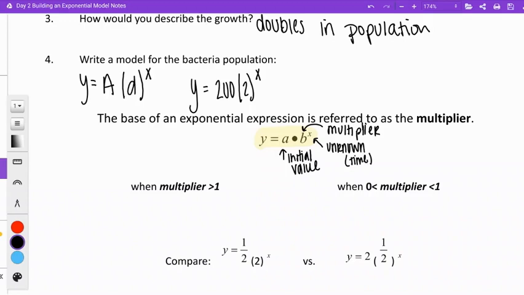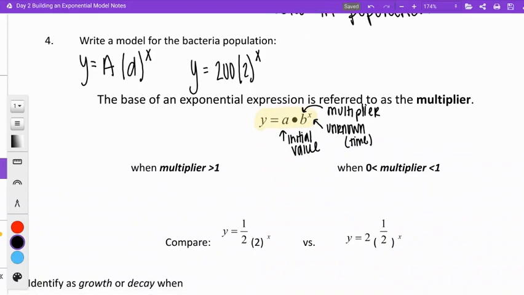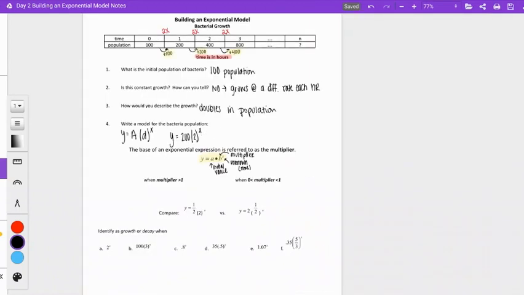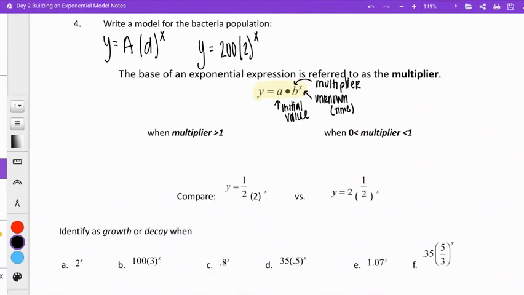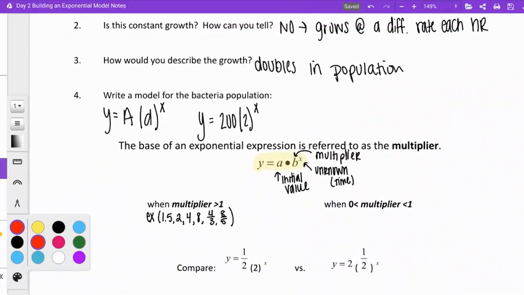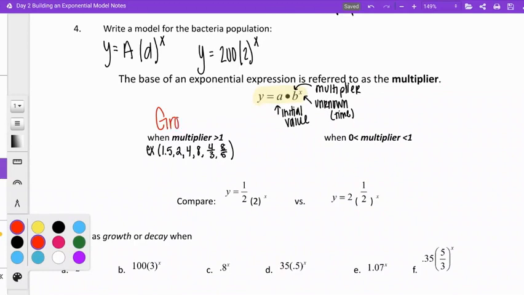Right? So there's a few different ways that we can talk about exponential models. A lot of the times we talk about them as growth, a lot of the times we talk about them as decay. So how do you know what the difference is, right? When we talk about a multiplier that's bigger than 1, so for example, you have a multiplier that's 1.5, 2, 4, 8, 4/3, 8/5, etc. That is always going to be an example of growth, right? When the multiplier is bigger than 1.